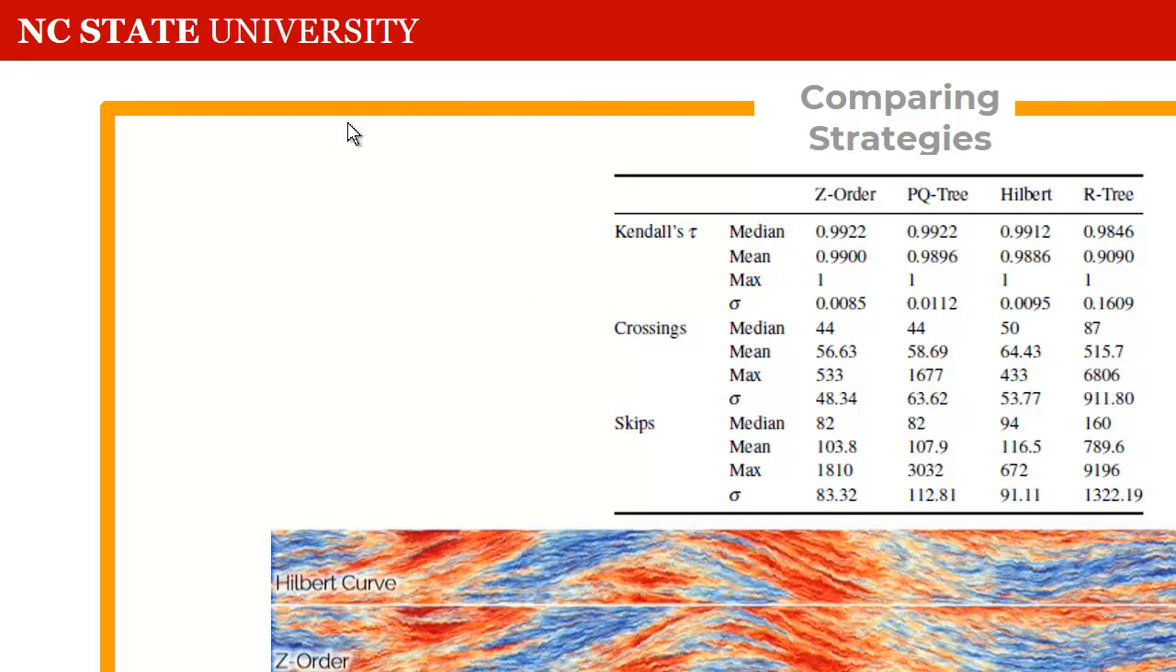And if you look at the table of results, we can see that the Kendall's tau is less for R-tree, which shows the correlation, and the crossing and the skips are higher for R-tree. So it shows that R-tree is not very useful for spatial indexing in motion rugs.